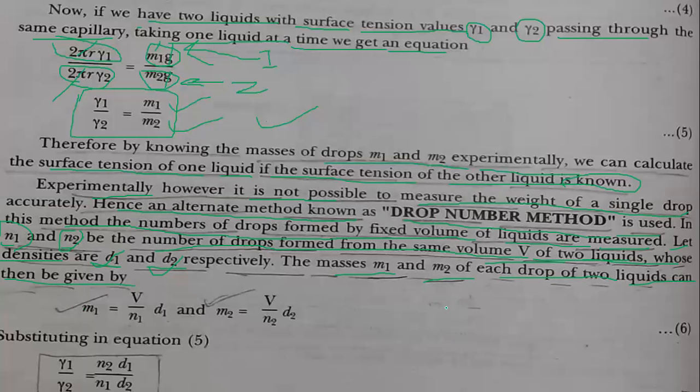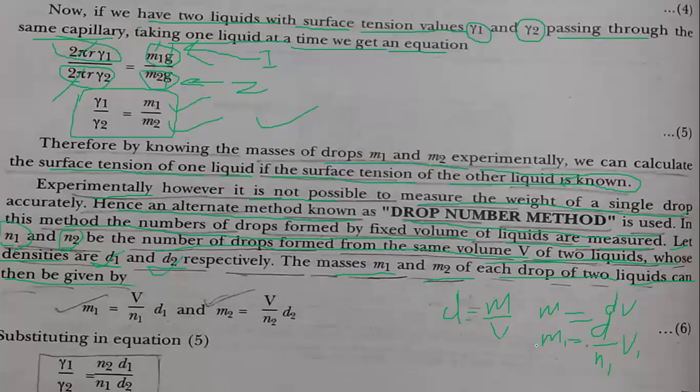You know, density is equal to mass upon volume. You know this. Therefore, mass is equal to density into volume. So for liquid 1, you can write M1 is equal to density into V upon N1.